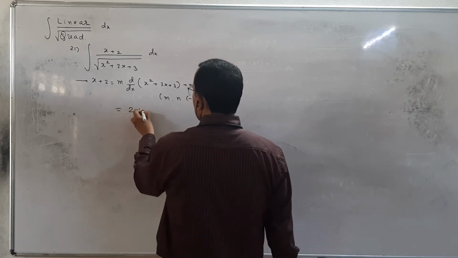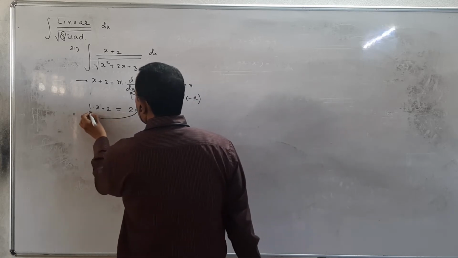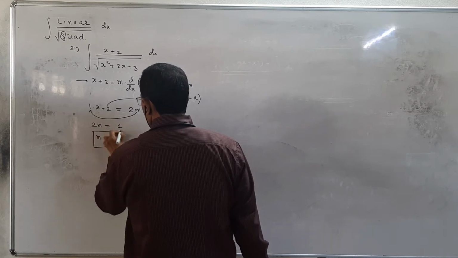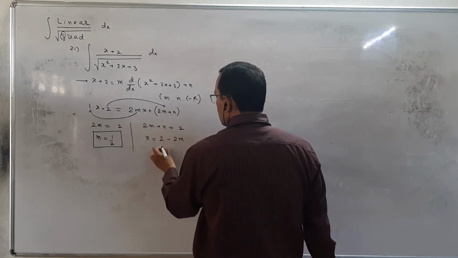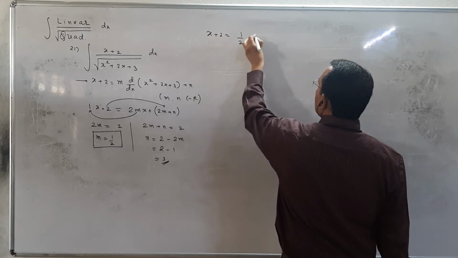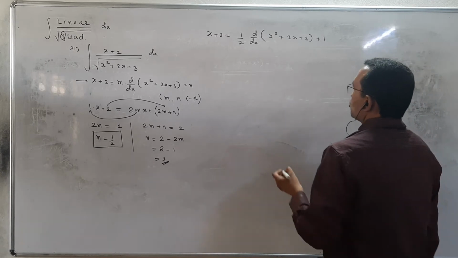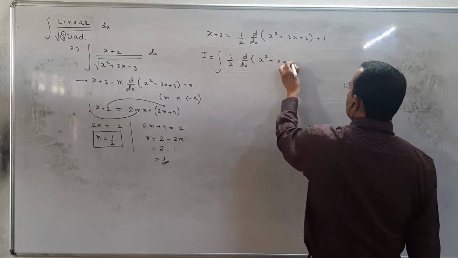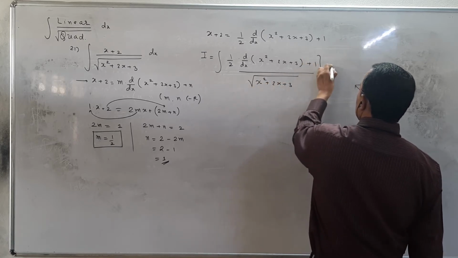So this changes to 2mx plus 2m plus n, and this is x plus 2. Comparing coefficient of x and comparing constant terms, 2m is equal to 1, so m is equal to 1 by 2, and 2m plus n is equal to 2, so n is equal to 2 minus 2m, so 2m is 1, so n will be 1. So finally, x plus 2 is 1 by 2 into d by dx of x square plus 2x plus 3, plus 1. So the value of integral changes to 1 by 2 d by dx of x square plus 2x plus 3, plus 1 upon under root of x square plus 2x plus 3 dx.